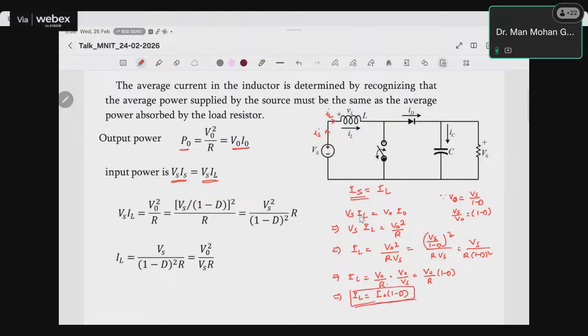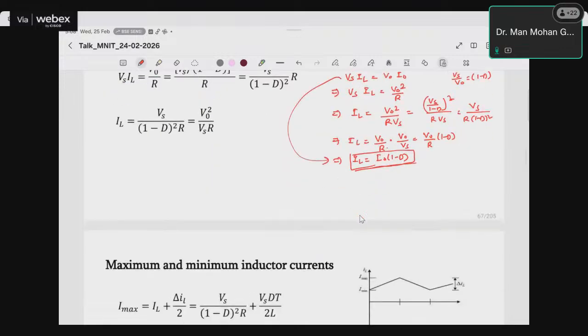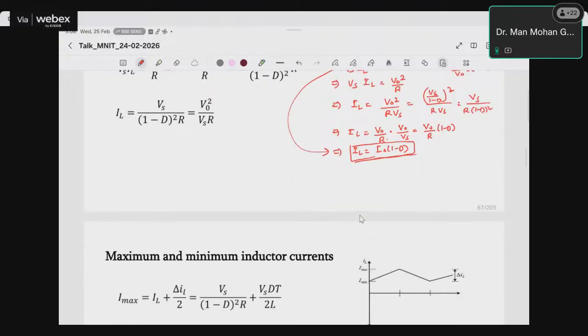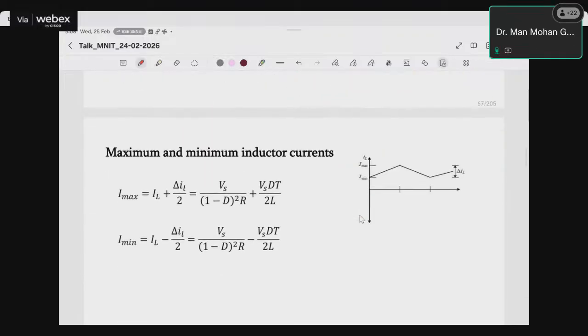Okay, so from here we can get the value of IL. And obviously this could be obtained directly from here itself. It could also be obtained directly from here itself. So we got the average value of inductor current now. Now next is to get the minimum and maximum value.